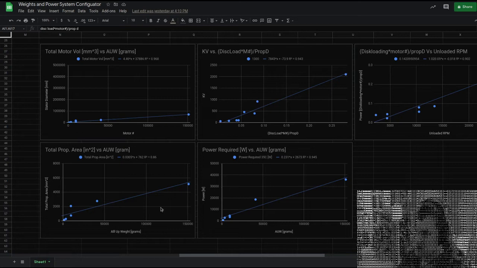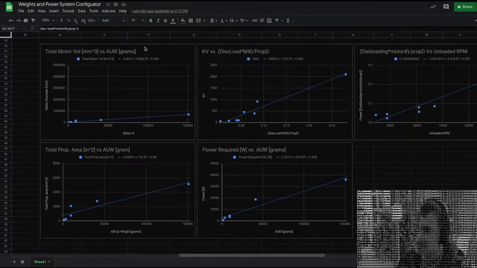Like some of the more expensive drones use lithium ion batteries. The cheaper ones don't, and all that stuff's going to impact these correlations. And the Reynolds number is going to be much more favorable for larger craft, and smaller craft won't have that. So the fact that it's working so well with this large scale really shows how dependable it is, at least in this domain. So the first one is total motor volume.